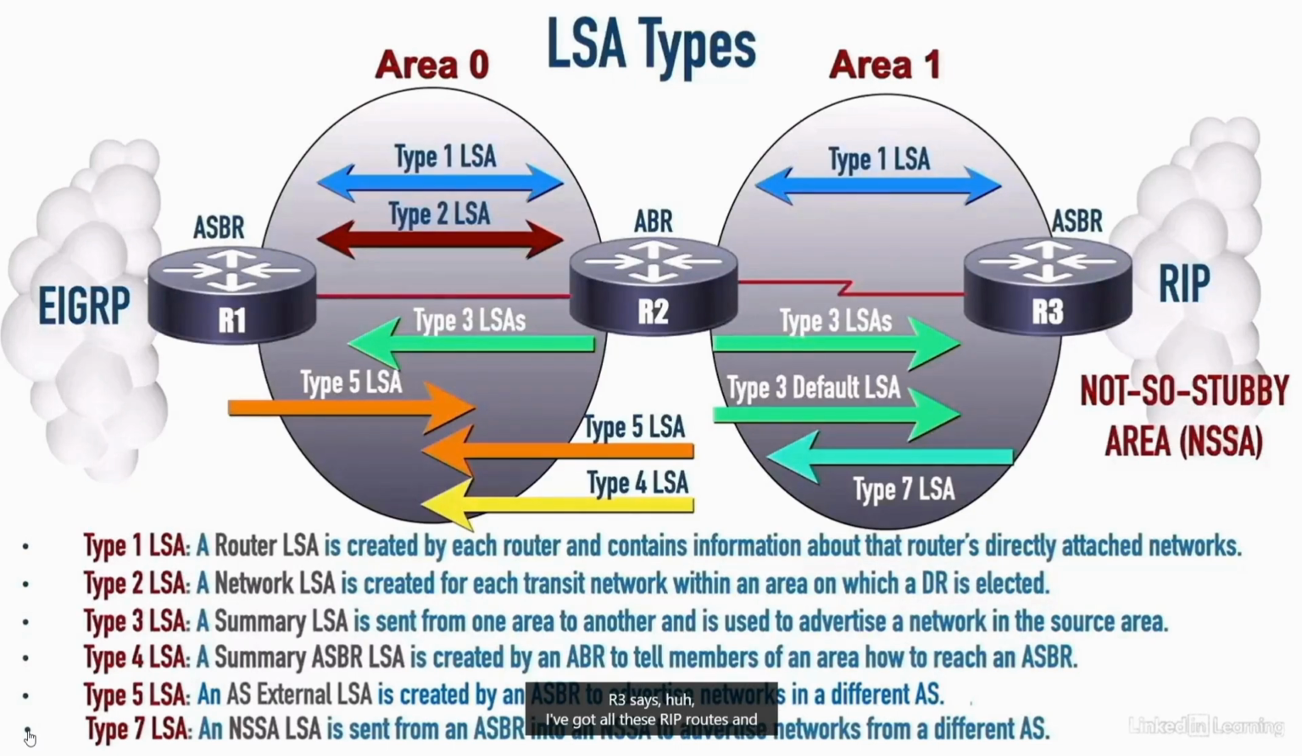R3 says, I've got all these RIP routes, and I'd like to send them into Area 1 using type 5 LSAs, but Area 1 is that pesky stub area. So how do I do that? Because I'm not allowed to send type 5 LSAs. Oh, I know. I'll still send the information, but I'll just call the type 5 LSA something else. I'll say they're type 7. That's it. Type 7 LSAs. Isn't that cheating? I kind of think it is. But it sends those network advertisements into Area 1 using type 7 LSAs.